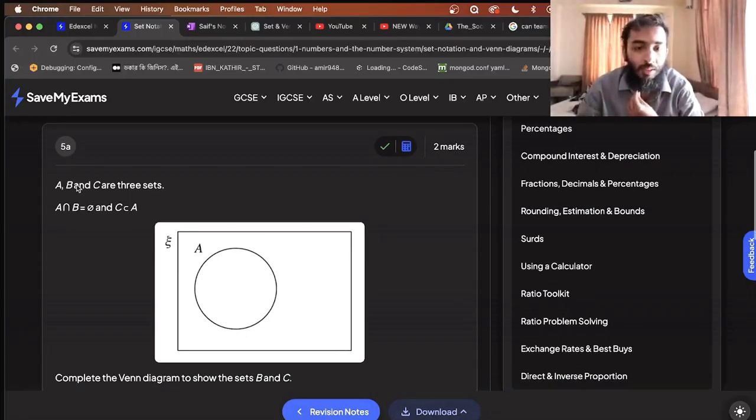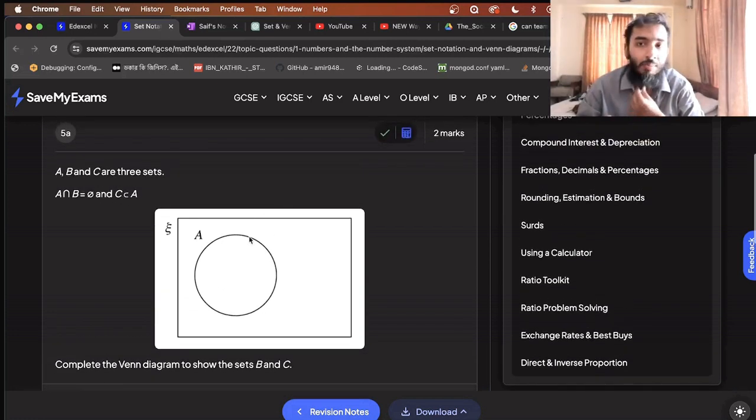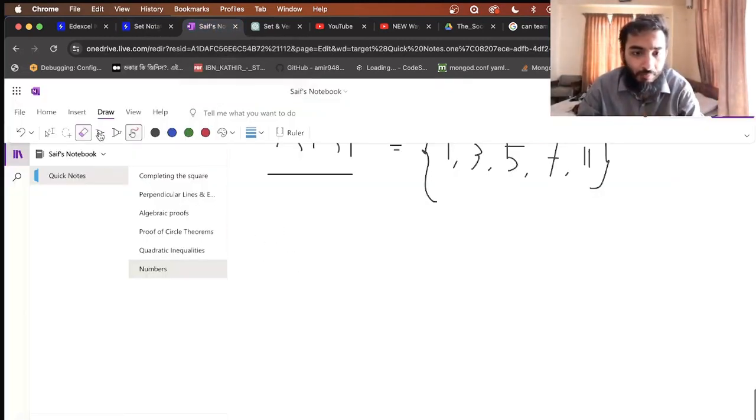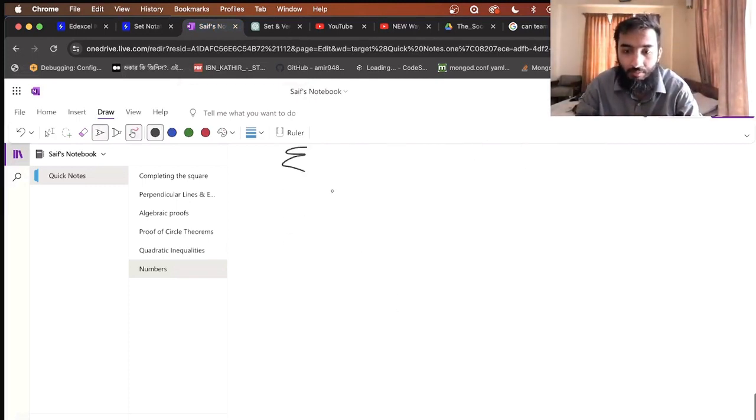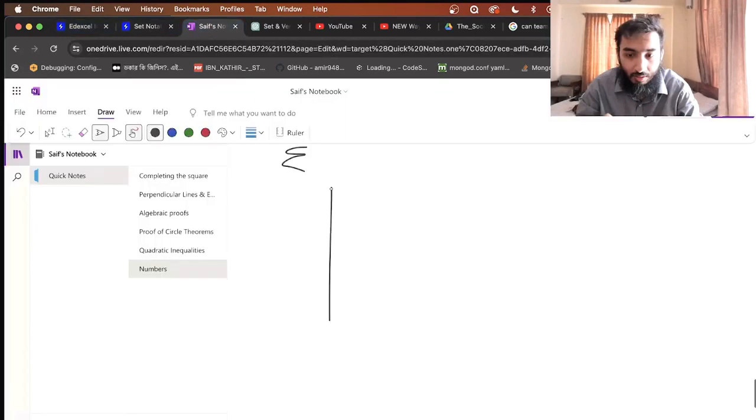Problem 5a says A, B and C are 3 sets, and the intersection between A and B is the null set. B is a subset of A. You have to complete this incomplete Venn diagram. If I go to my notepad and use my pen tool, let's say this is the universal set. The rectangle in this incomplete Venn diagram is the representation of the universal set.